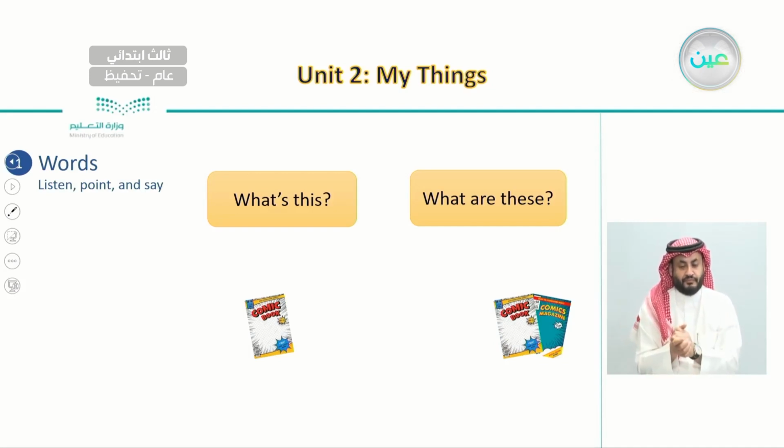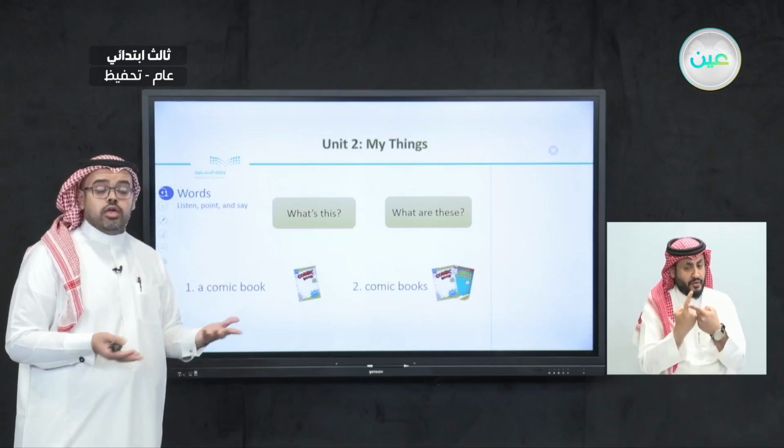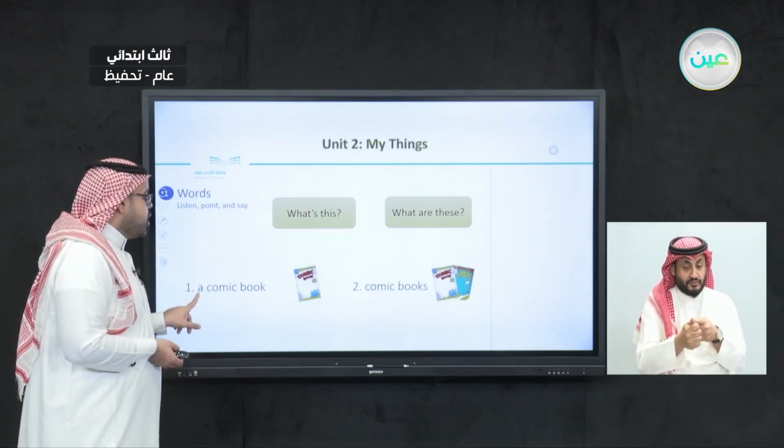Now let's take a couple of examples so we can practice this more. I'm going to say, and I would like you to listen and say after me. So, what's this? What's this? Here we ask about one thing, and the one thing here is number one, it's a comic book. Now let's try the other question. What are these? They are comic books. You see, with the first one, when we talk about one thing, we can use an article like a comic book.